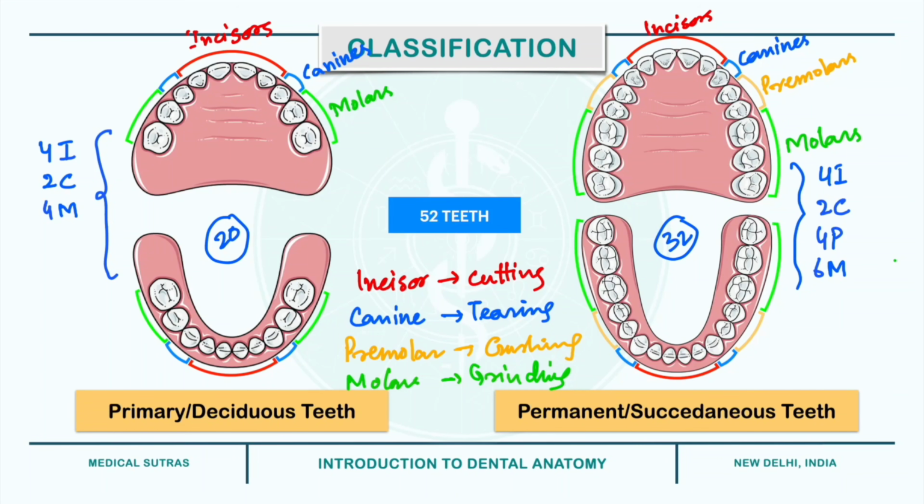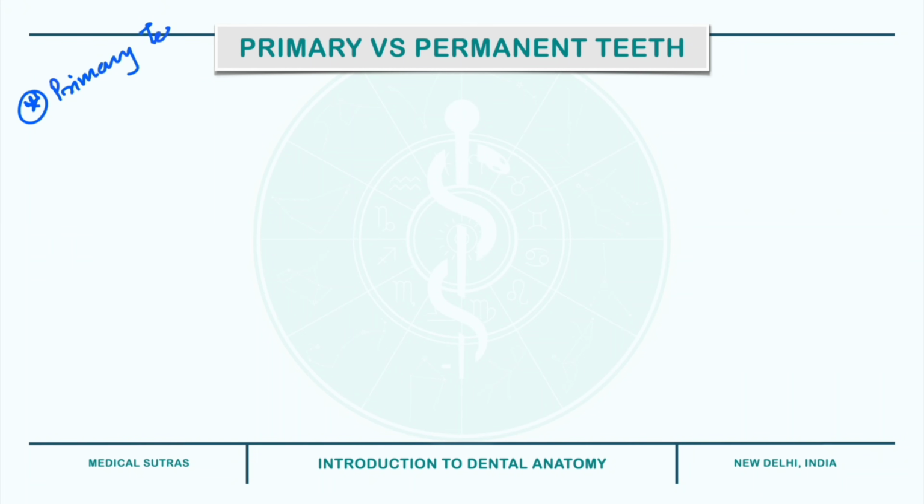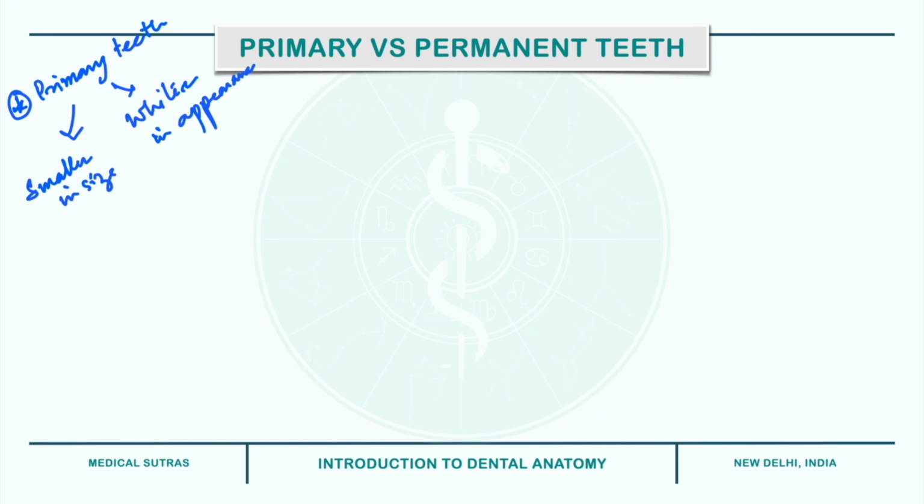Now let us understand some key differences between primary and permanent teeth. Two basic points to remember are that the primary teeth are smaller in size and whiter in appearance when compared to the permanent teeth. That is, smaller in size and whiter in appearance when compared to the permanent teeth.